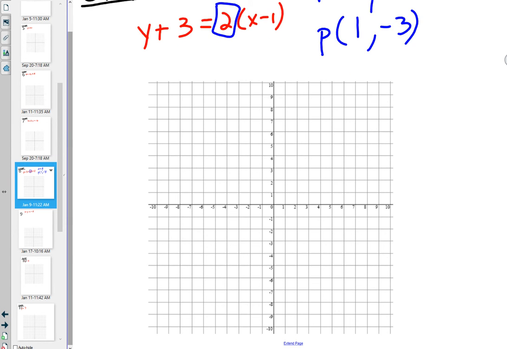I just can't tell the difference. You can't tell the difference between the forms? How did I know that this was in point slope? What came off the screen and just slapped you in the face a couple of times and told you, hey, I'm point? The parentheses, yeah. So the point is at 1, -3. That's 1 to the right and 3 down.